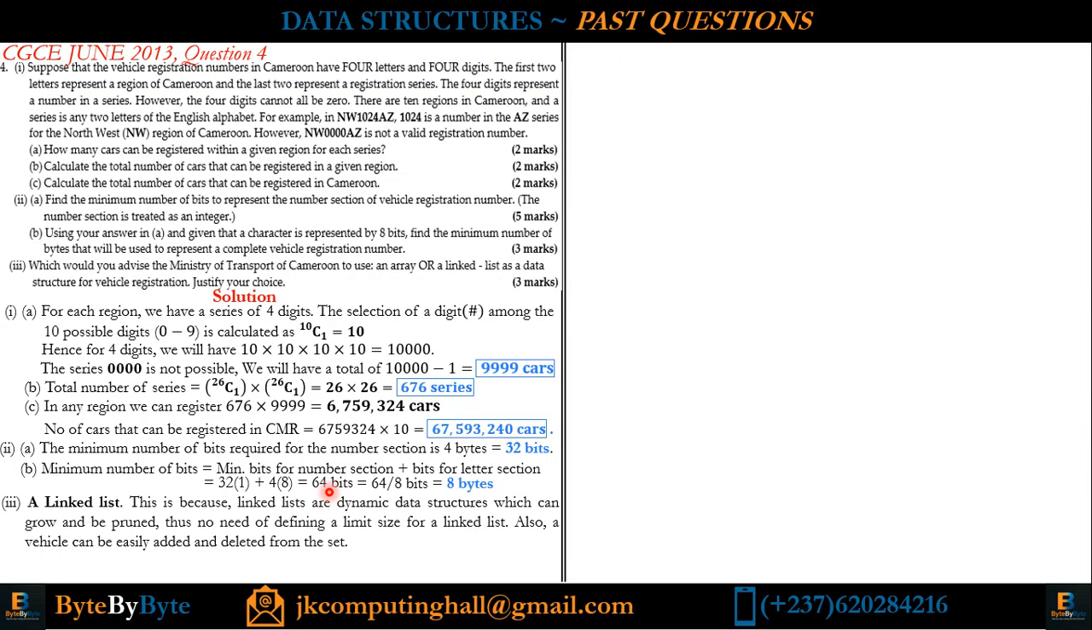And obviously it is a linked list. Why? Because linked lists are a dynamic data structure which can grow and be pruned, that is, it can be reduced in size. Thus, there is no need to define a limit size for a linked list. Also, a vehicle can be easily added and deleted from the set, which is perfectly correct.